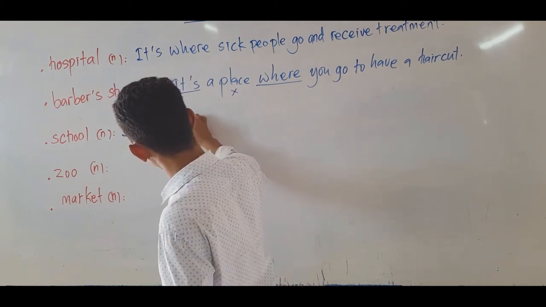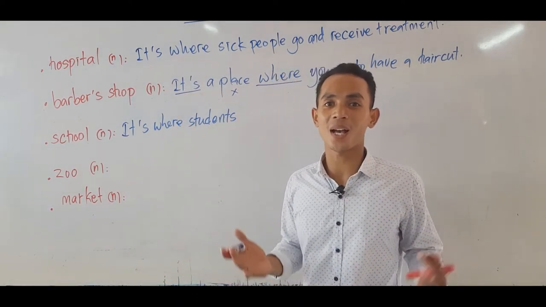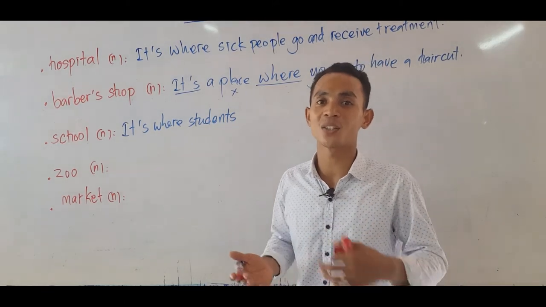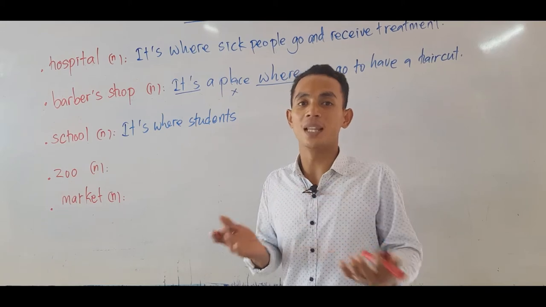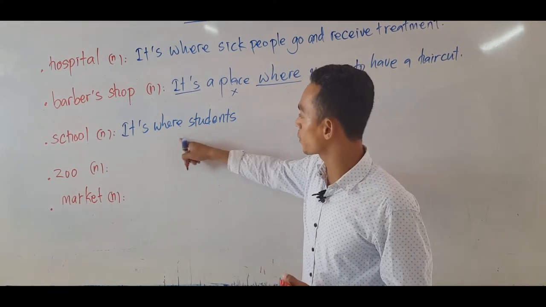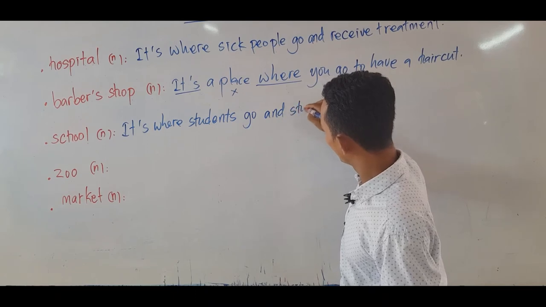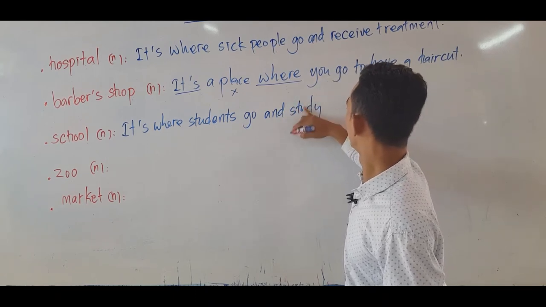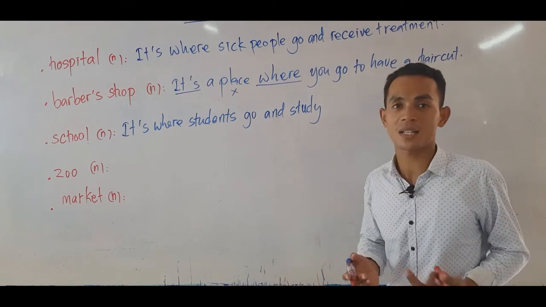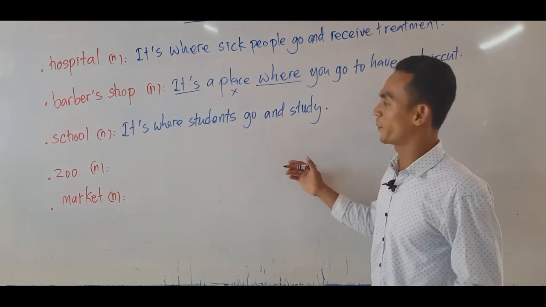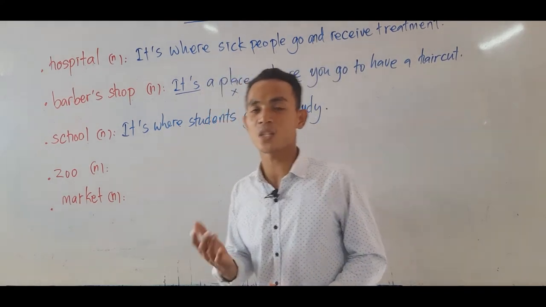Or you can say, it's where students come to meet their teacher. Or it's where students go to study. Or it's where students and teachers are teaching and learning. So school, it's where students go and study with their teacher, right? You can say with their teacher, or to be short, you can say it's where students go and study.